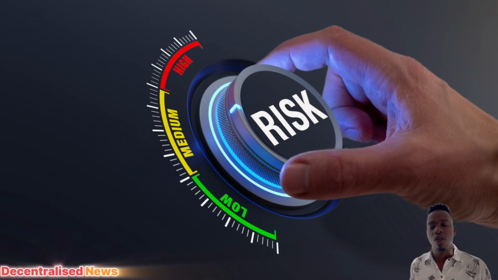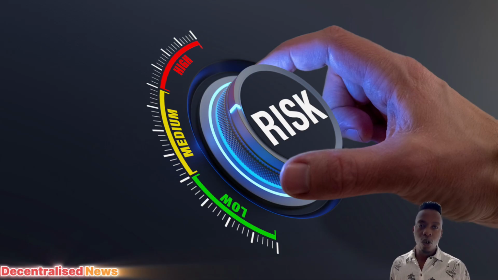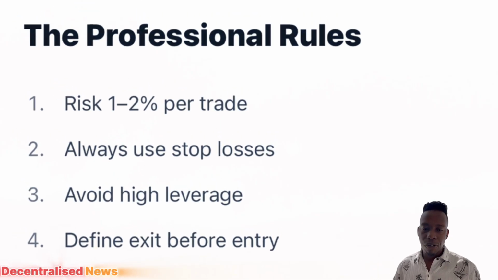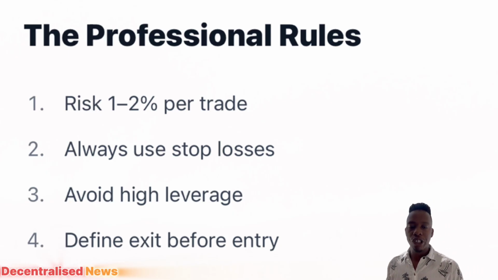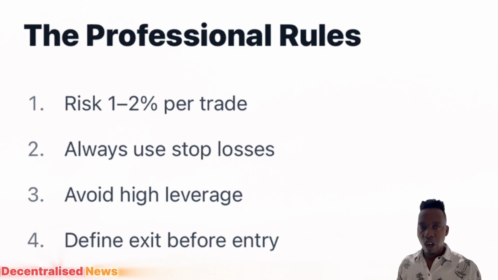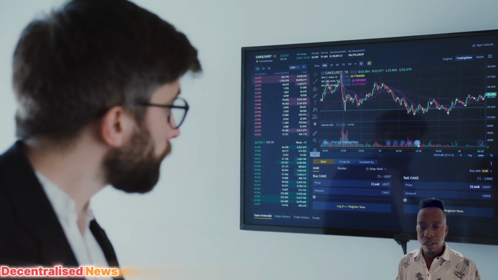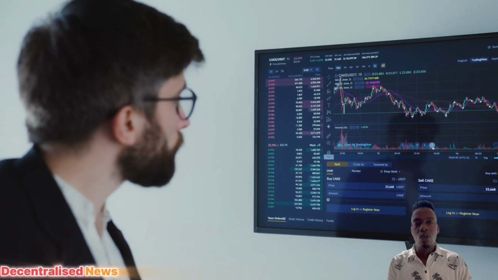Step 5 is risk management. This is very important. Risk 1 to 2% of your capital per trade. These are the professional rules, so to speak. This is not financial advice, by the way. Do your own research, this is just a guide. You should also use stop losses. You always need stop losses, and avoid using high leverage. Use a healthy amount of leverage according to your risk appetite, and define your exits and entries so you don't trade emotionally. Most traders tend to lose because they over-leverage, don't use stop losses, and trade emotionally.